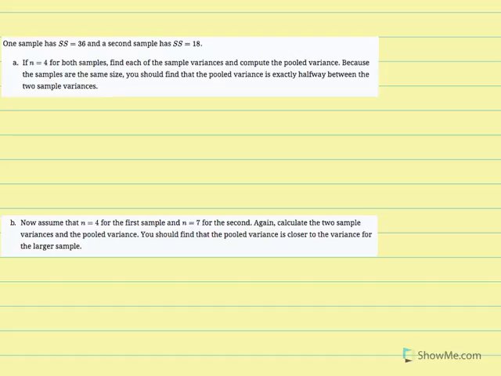And we're going to calculate variance for our first sample. So variance for our first sample, our equation is SS1 over n1 minus 1, or we could think of it as SS over degrees of freedom, which I'll use more readily from this point forward. So our first sample, SS is equal to 36, that was given. And we're told that n is equal to 4 for both samples. So 4 minus 1 gives us 3. So 36 divided by 3, we get 12.